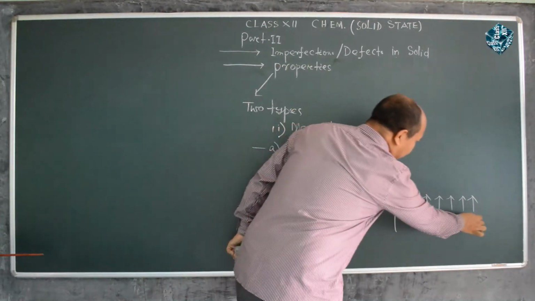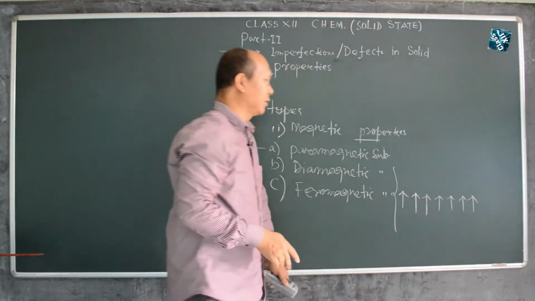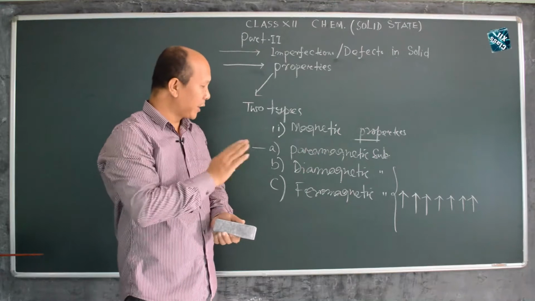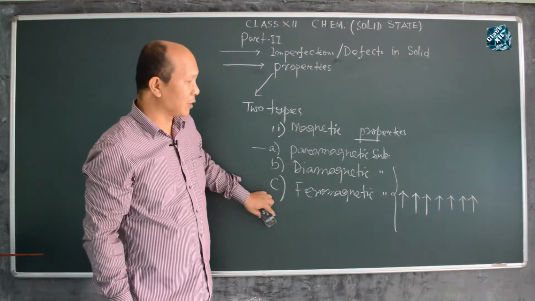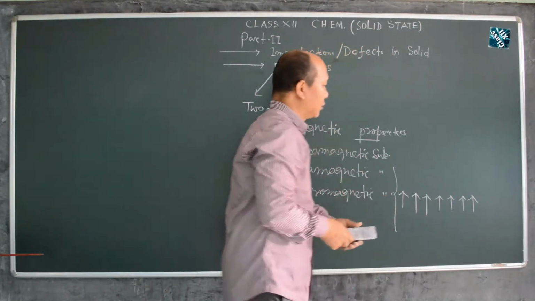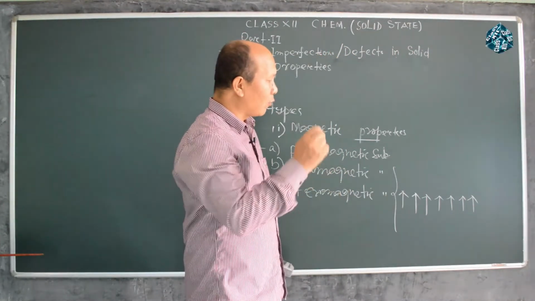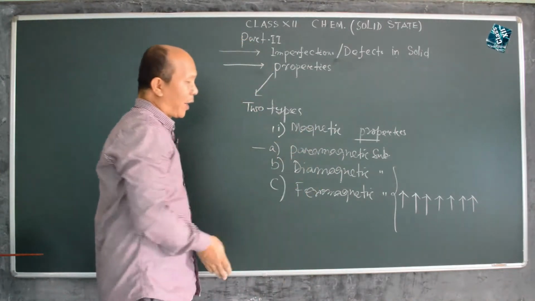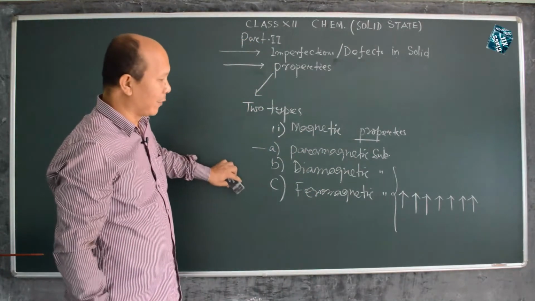Any substance that exhibits permanent magnetism in the absence of an external magnetic field is simply called a ferromagnetic substance. The magnetic domains are spontaneously aligned in one particular direction, so they are strongly attracted by an external magnetic field.